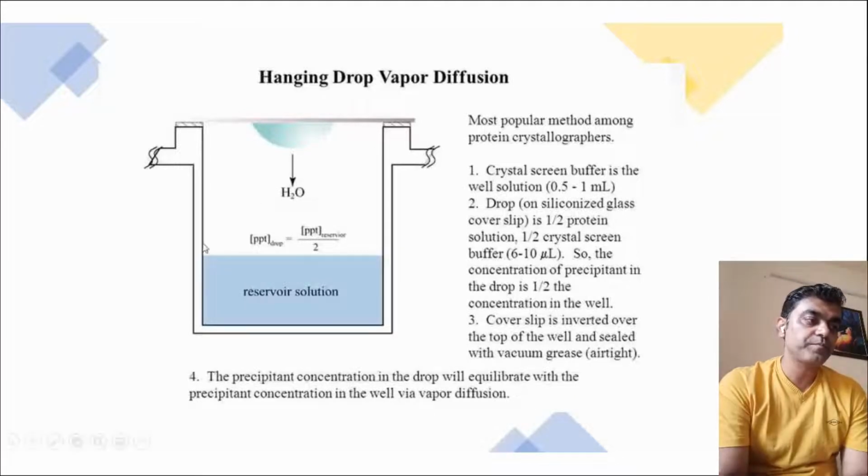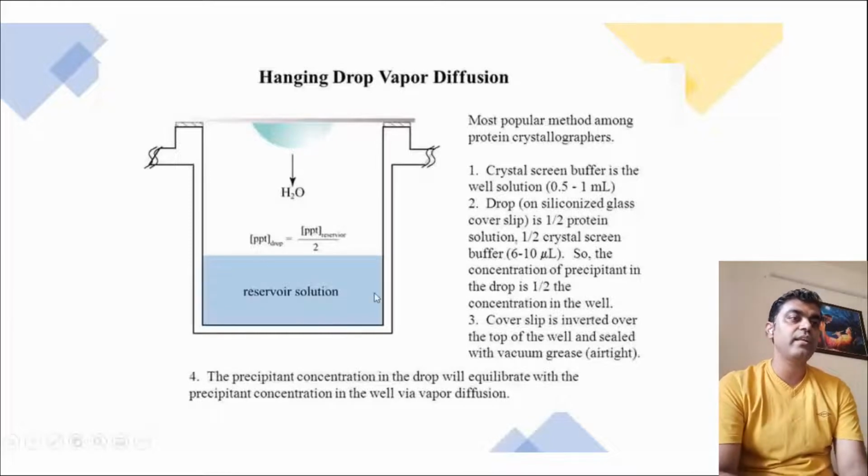So if you can see here, this is basically a cover slip, a siliconized glass cover slip, and on this siliconized glass cover slip you have one drop of the protein solution. Once you drop it, you put this cover slip upside down. So you see this protein solution is hanging. That is why it is called a hanging drop. And in this chamber you have the crystal screen buffer.